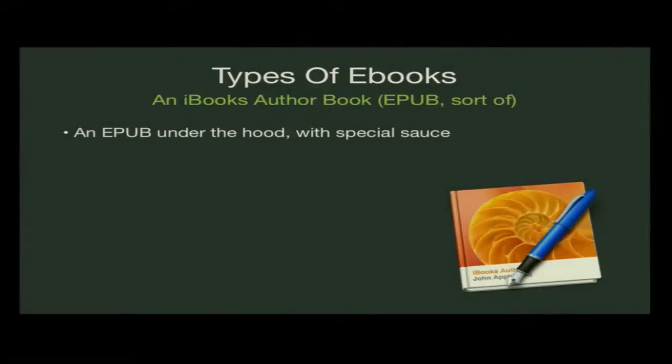The third type of book that you could create is a book that you have created with iBooks Author. So when you export a book from iBooks Author, you're going to get a .ibooks file. But under the hood, it's really still an EPUB. There's just some special sauce thrown in there to do various types of things. For example, you can add a Keynote presentation to a book that you create in iBooks Author, whereas you couldn't do that in a standard EPUB.